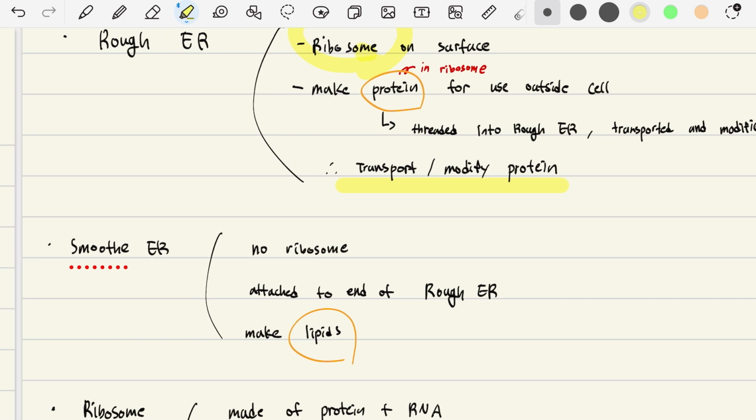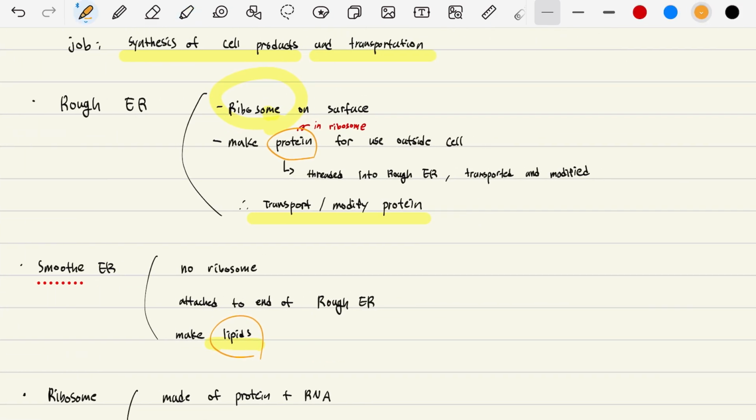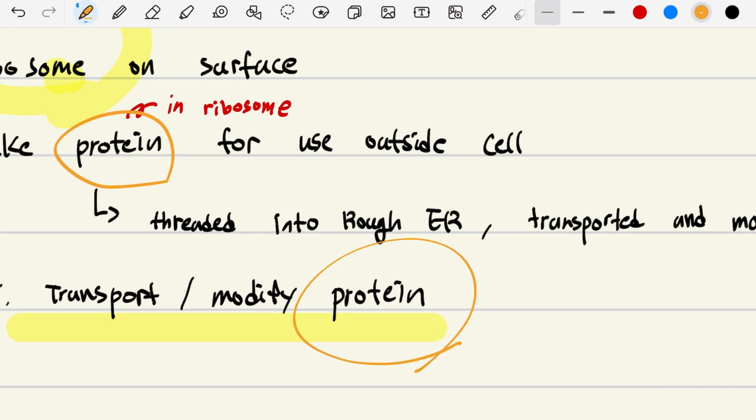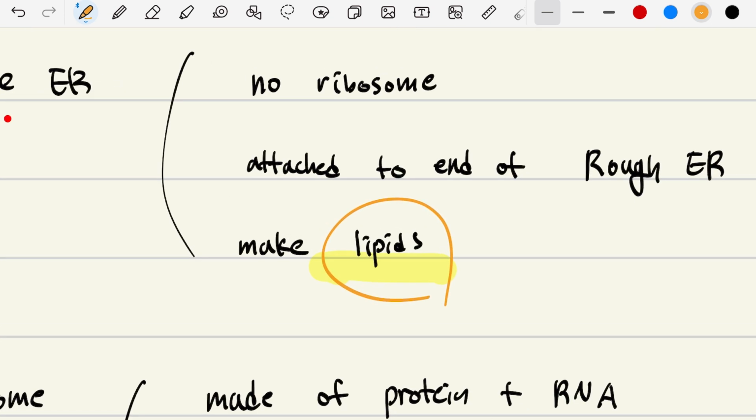So the second one would be the smooth ER, and smooth ER is a little bit different from the rough one. They don't have ribosomes, but they are attached to the end of the rough ER, and they make lipids instead of proteins. So the important part that you gotta take from here is that the rough ER is related to protein, and they transport and modify protein. And for the smooth ER, you should know that they are related with the lipids.